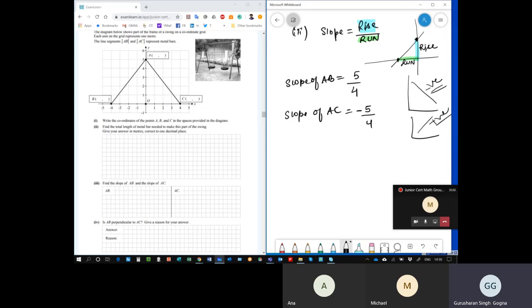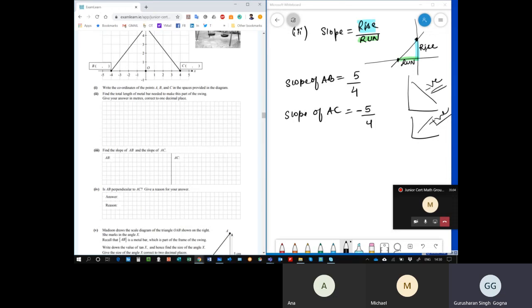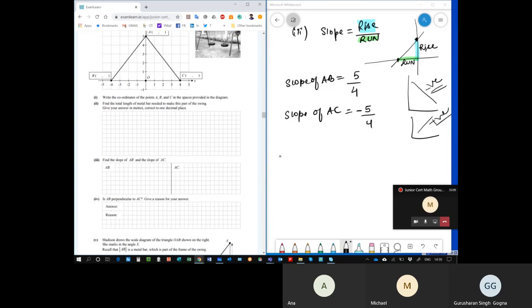Now, next thing which they're asking for is, is AB perpendicular to AC? They're saying, is AB perpendicular to AC? Yes or no? What do you think? If you say yes, what's the reason? If you say no, what's the reason? Anna said no, but why? What would be the reason why they are not perpendicular?